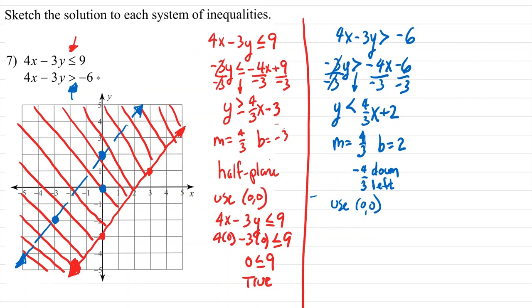The original equation was 4x minus 3y is greater than negative 6. So plug in 0 next to the 4 for x, plug in 0 for the y, greater than negative 6. 4 times 0 is 0, negative 3 times 0 is 0, 0 minus 0 is still 0, so 0 is bigger than negative 6, and that is a true statement.